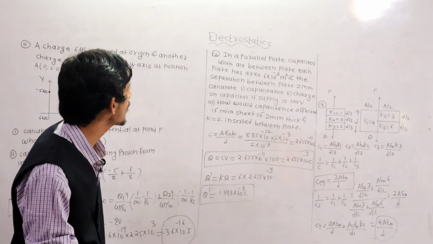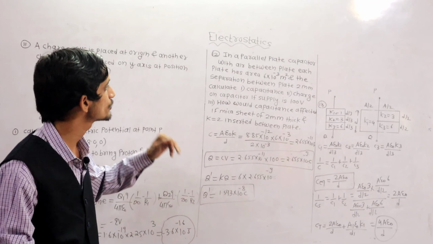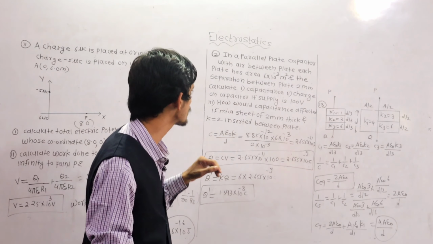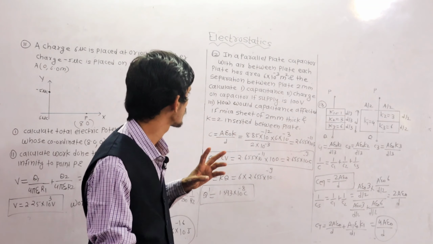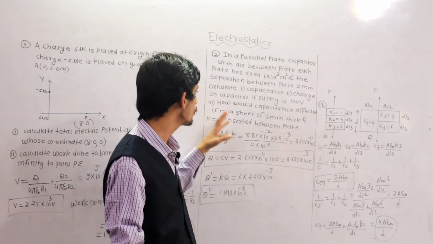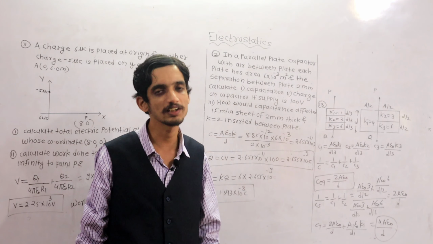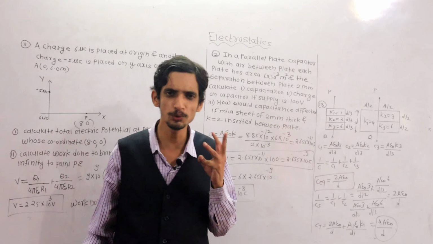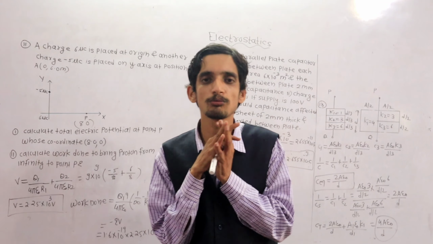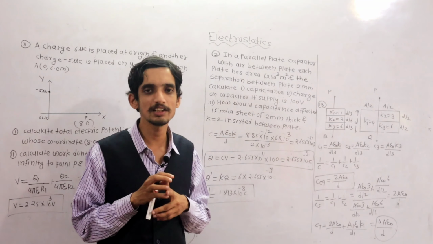Next question. In a parallel plate, this is actually a very important question. In a parallel plate capacitor with air between the plates, each plate has area 6 into 10 raised to minus 3 meter square. The separation between the plates is 2 millimeter. Calculate the capacitance and the charge on the capacitor if the supply is 100 volt. How would the capacitance be affected if a mica sheet of 2 mm thick and K equal to 2 is inserted? So definitely we have to calculate C, Q and the new value of Q if a dielectric medium with dielectric constant 2 and thickness 2 mm is inserted between the plates.